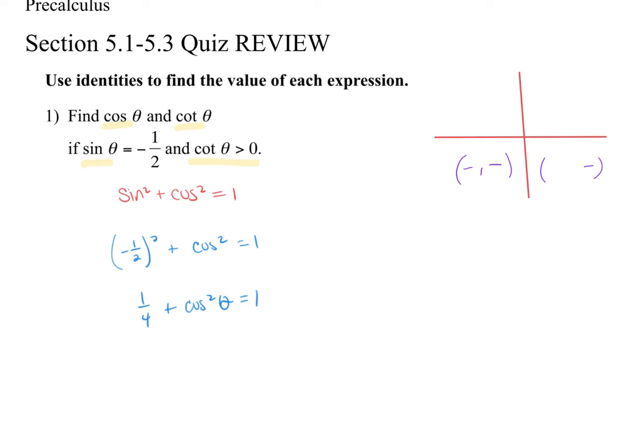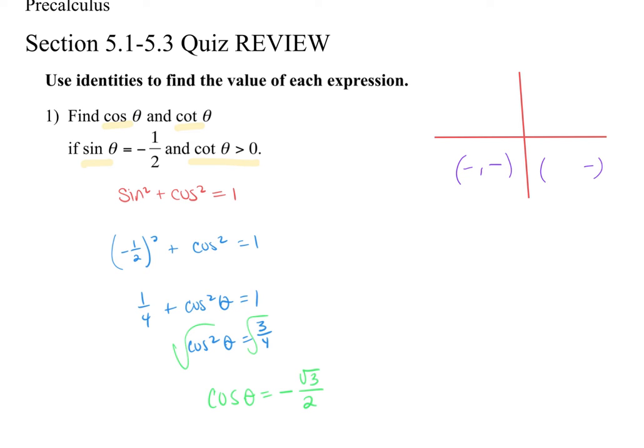Subtract it. And then take the square root. Remember, square root is positive and negative root. However, I've already determined I'm in the third quadrant. So I already know that the cosine of theta is going to be the negative root of this, which is negative square root of 3 over 2.